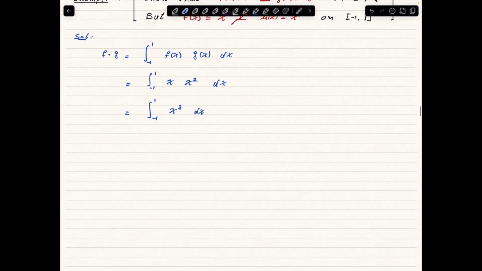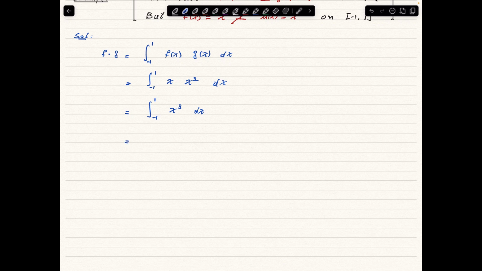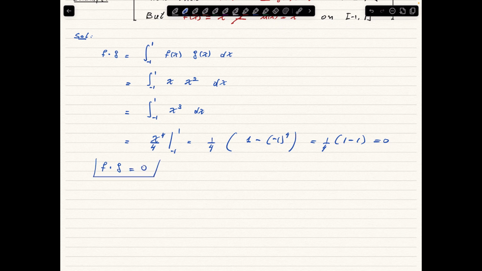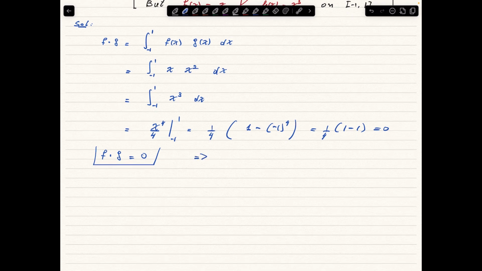All right, so what is that? Well, that is nothing more than x power 4 over 4 evaluated at -1 and 1. Then we have x power 4 at 1 is 1, minus -1 power 4, which is going to be positive 1. So this is nothing more than 1/4 times (1 minus 1), so it's 0. So the function f dot g is actually 0, and the functions are by definition perpendicular. So one way to say that is function x is perpendicular to function x squared on the interval -1, 1.